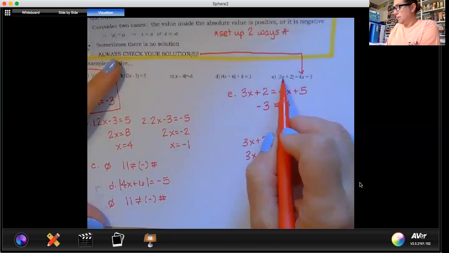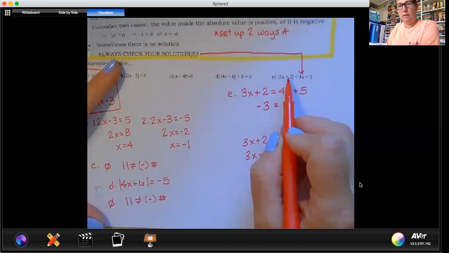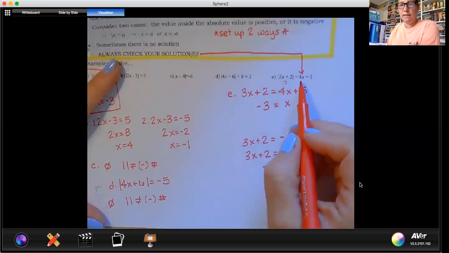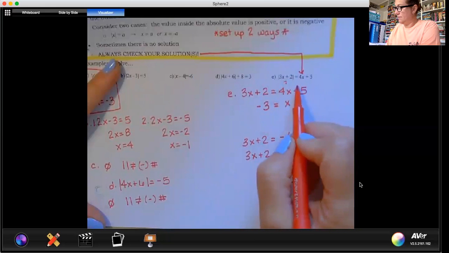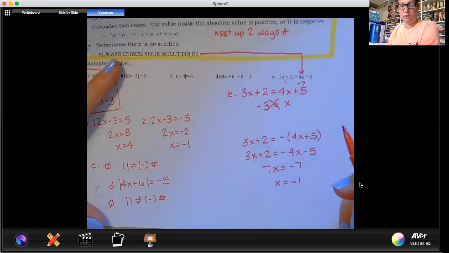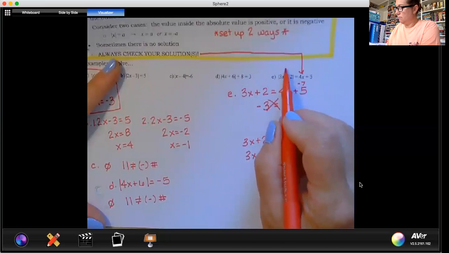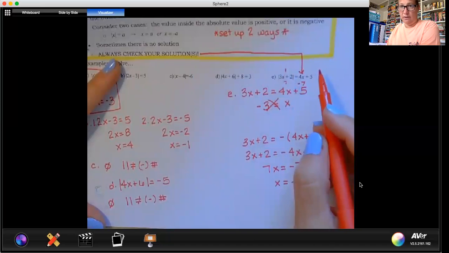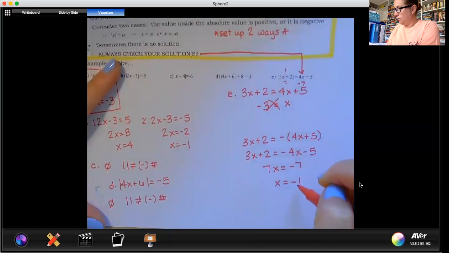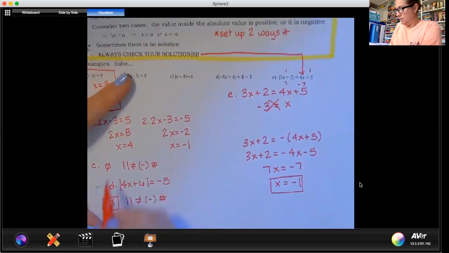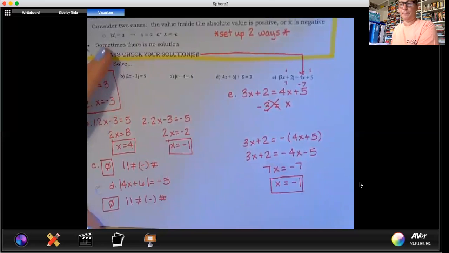So 3 times -3, -9. -9 plus 2 is -7. So that would be 7. 4 times -3, -12. -12 plus 5 is -7. So that one doesn't work. 3 times -1, -3. -3 plus 2, -1, which absolute value is 1. 4 times -1, -4. -4 plus 5 is 1. So x equals 1 would be your answer for part E. So we have no solution for D, no solution for C, 4 and -1 for B.